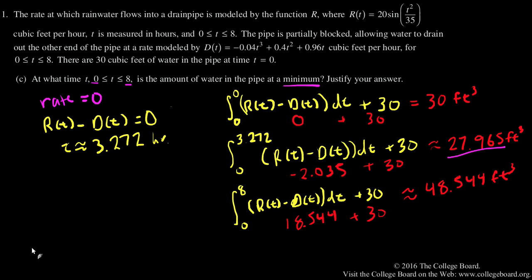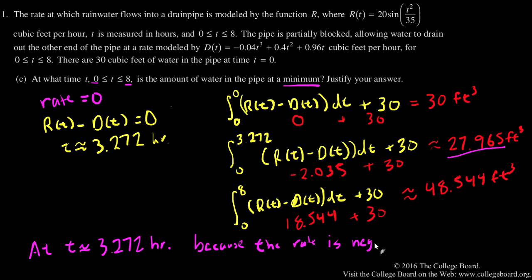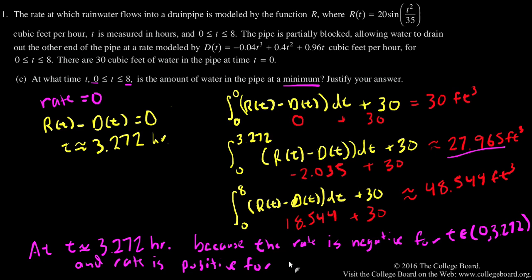So we reach a minimum at t approximately equal to 3.272 hours because the rate is negative for t in this interval from 0 to 3.272, approximately. So t in that interval. And the rate is positive afterwards, so 3.272 all the way up to 8. So this is sort of the first derivative test. If I go from having a negative derivative to a positive derivative, I end up at a minimum.